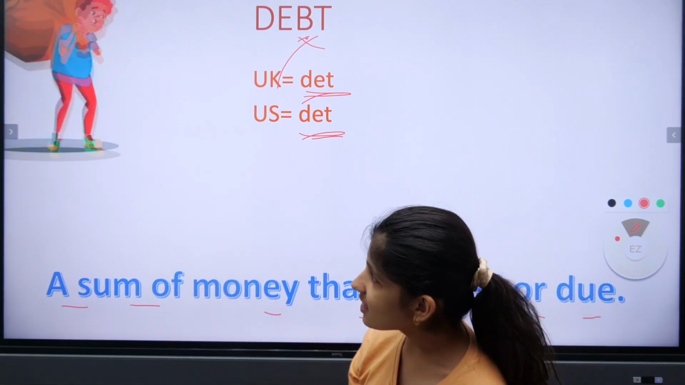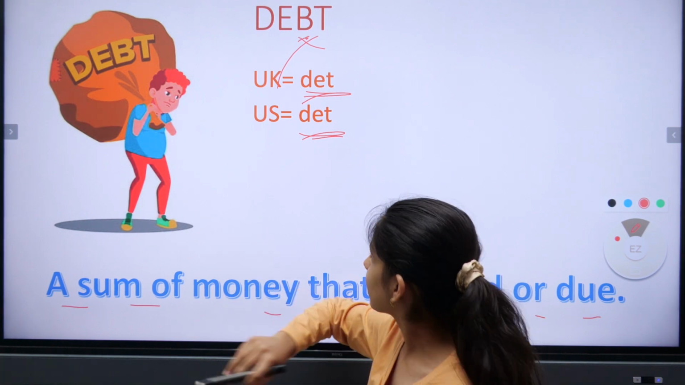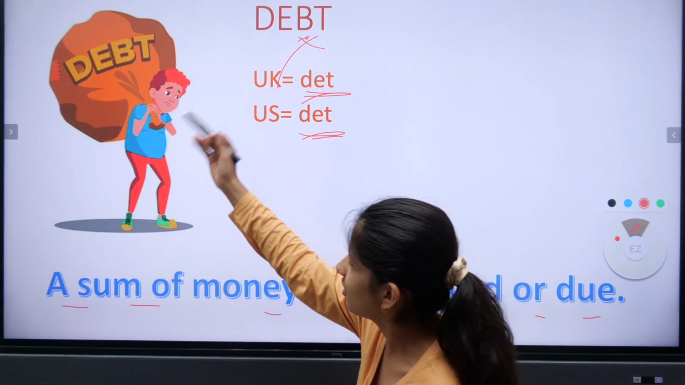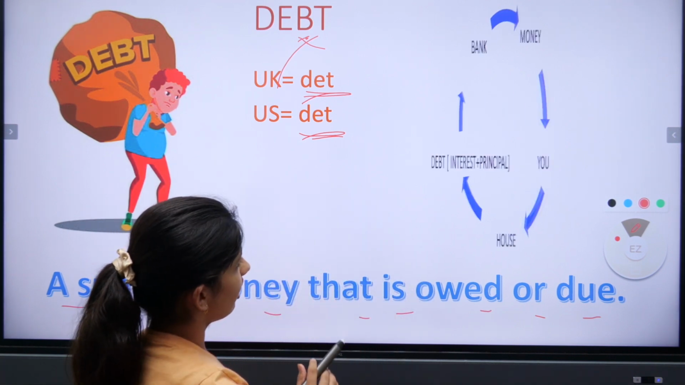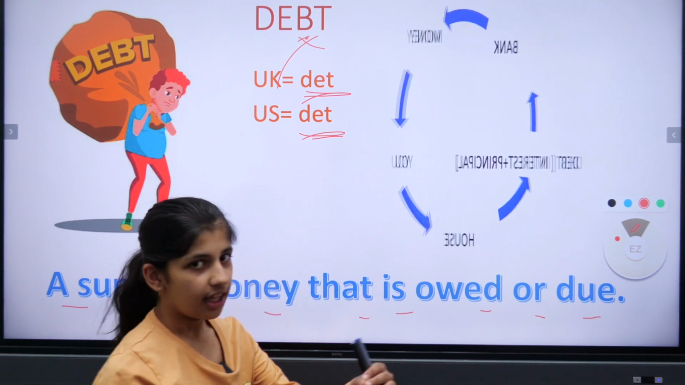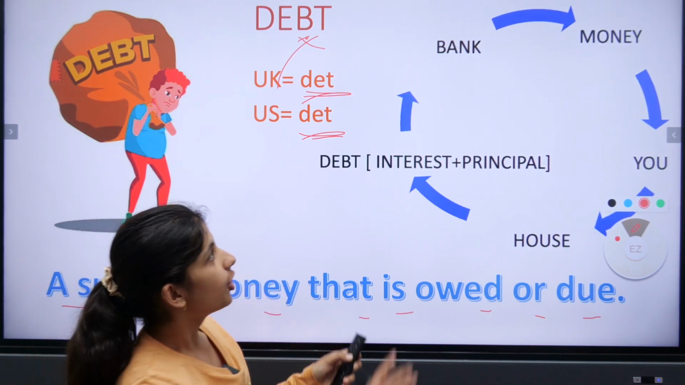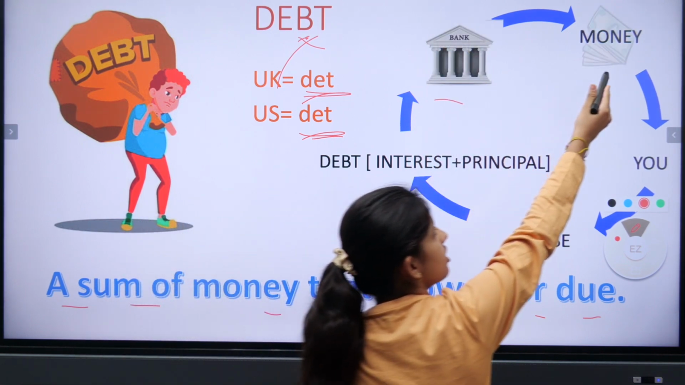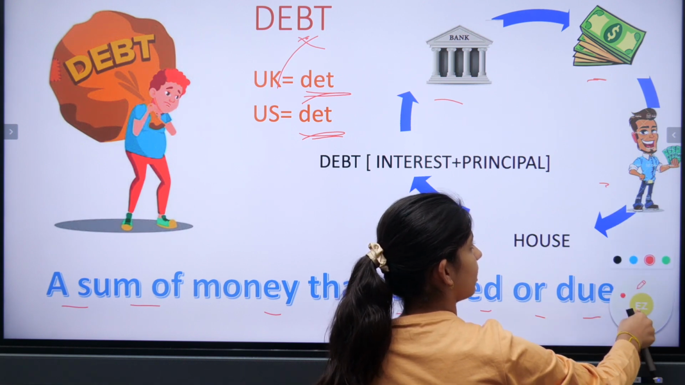Now, let's look into this matter in more detail. Now see, this is a man carrying a debt. It's just a picture. It's not really that we carry a debt and go along just like this. Now let's understand this. Suppose that you're taking a loan from a bank. You got the money, so the money is with you.